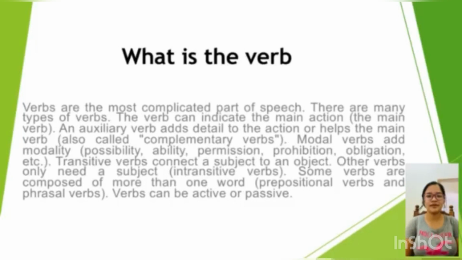Transitive verbs connect a subject to an object. Other verbs only need a subject. In transitive verbs, some verbs are composed of more than one word. Prepositional verbs and phrasal verbs can be active or passive.